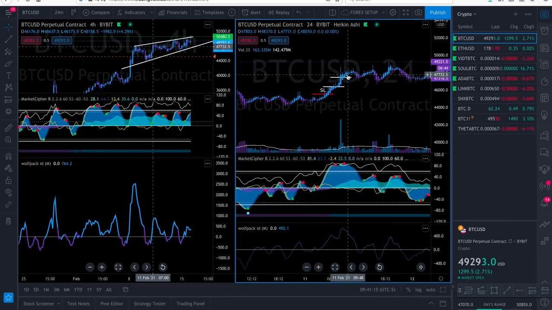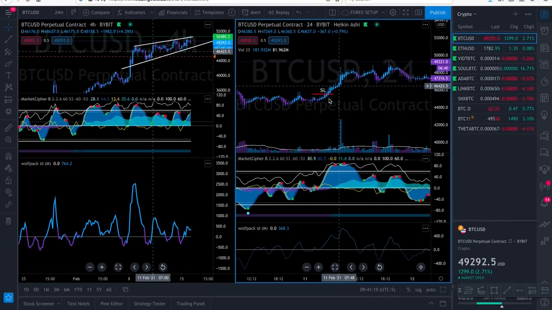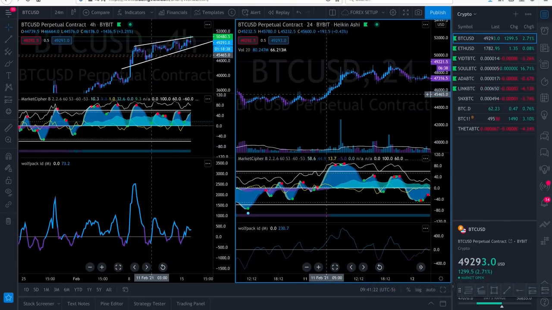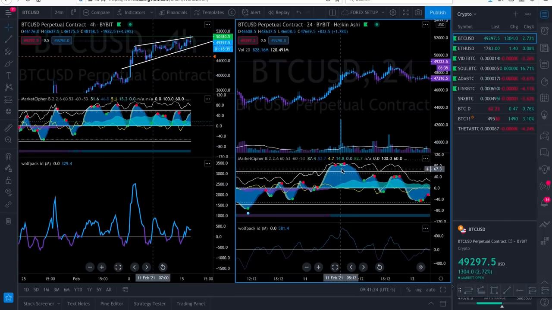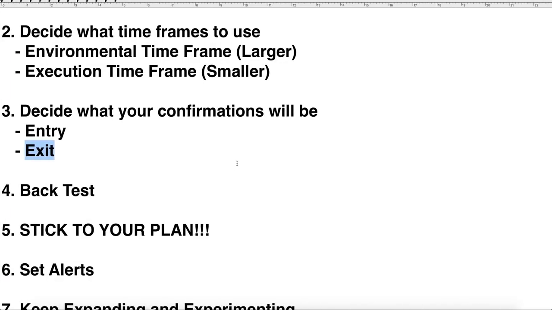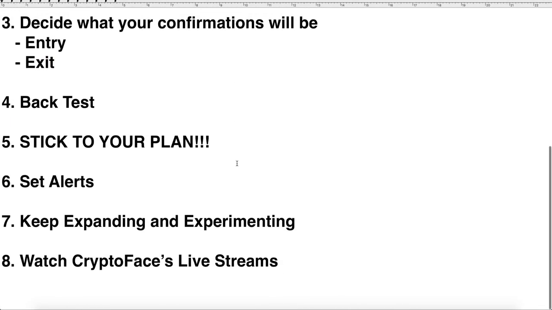Now, you can come up with your own, maybe you see something in Market Cipher, or maybe you have the time to really look at Market Cipher all day and say, okay, I see on the lower time frames they're starting to lose momentum, but it's very important that you have your entries and your exits planned out. And now the fourth step is to backtest.